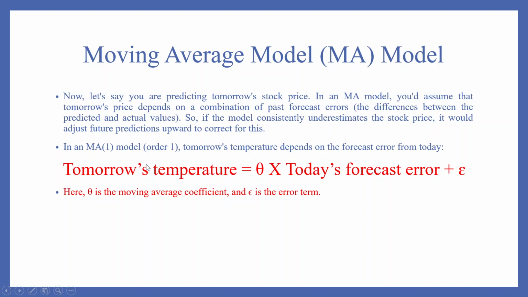In an MA1 model, order 1, tomorrow's temperature depends on the forecast error from today. So tomorrow's temperature is equal to theta multiplied by today's forecast error plus epsilon. So here theta is the moving average coefficient and epsilon is the error term.